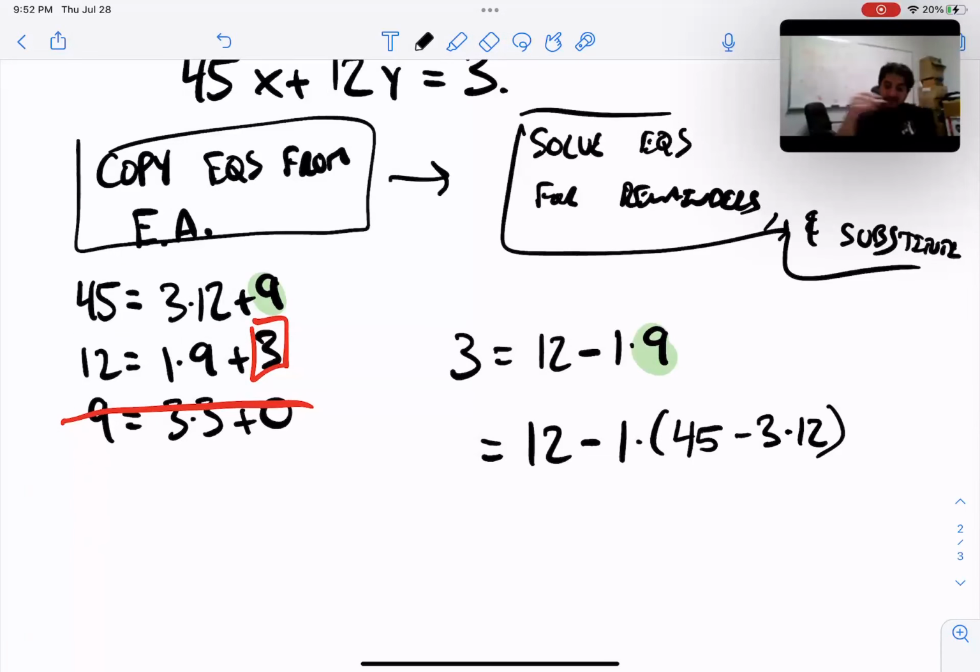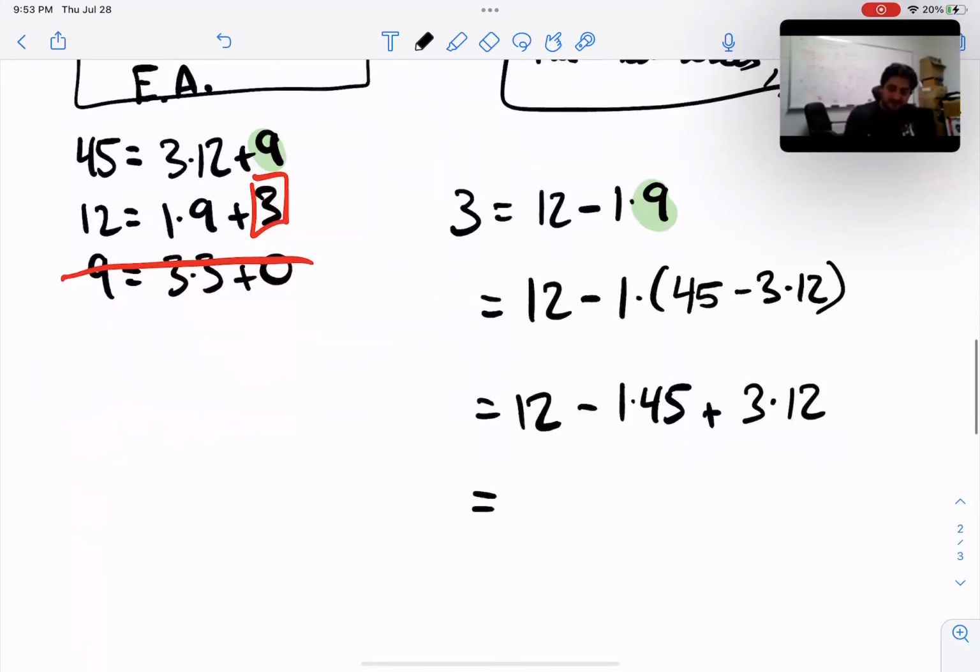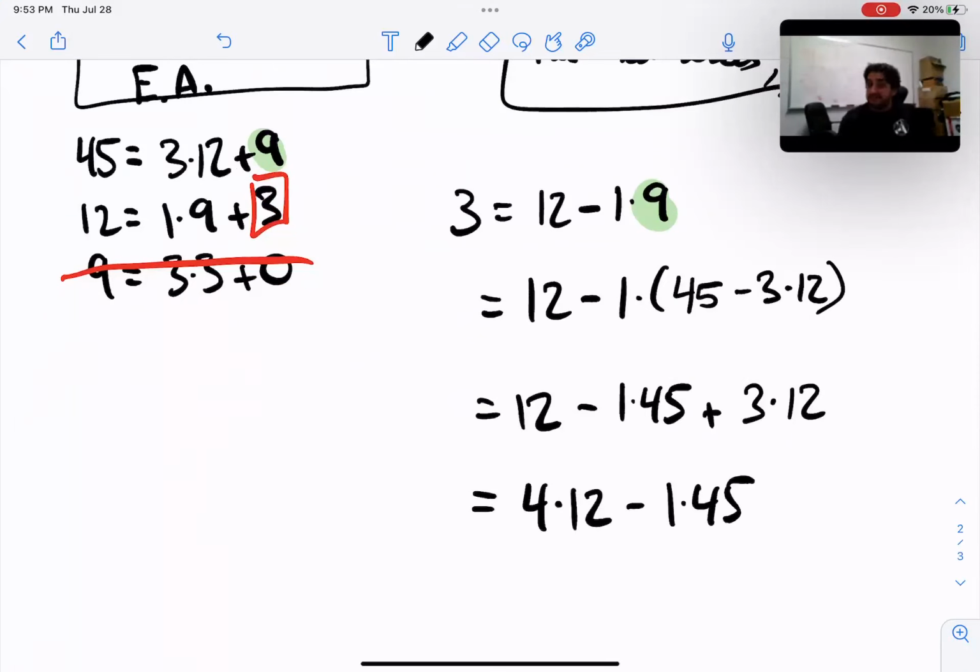Now, unpack all this. What do I get? I have 12 minus 1 times 45, right, plus 3 times 12. And now I can combine like terms, right? I have 4 times 12 minus 1 times 45, once I combine like terms. That's equal to 3, right? And now I'm done. Think of what we were looking for. We were looking for integers to multiply 12 and 45 by to end up with their greatest common divisor. That's what we just accomplished, right?